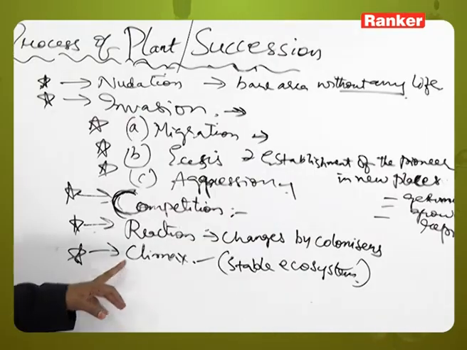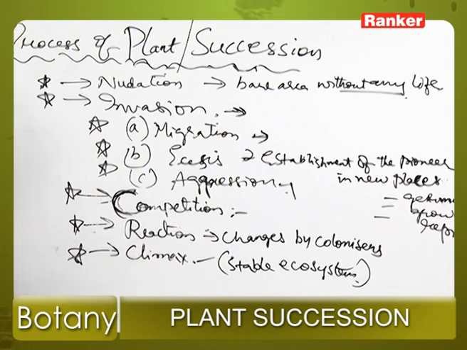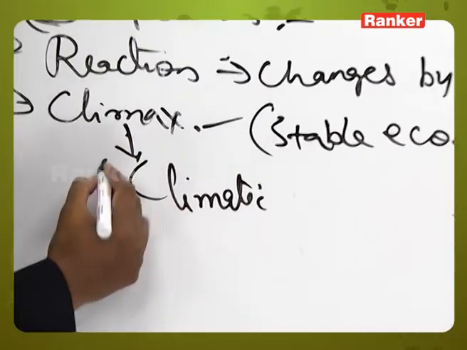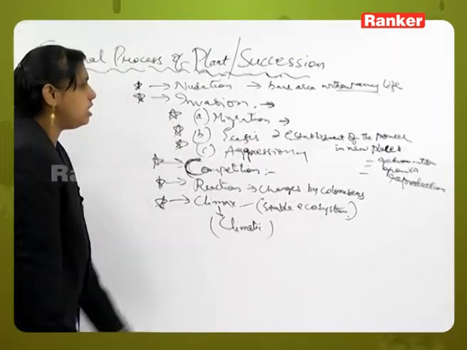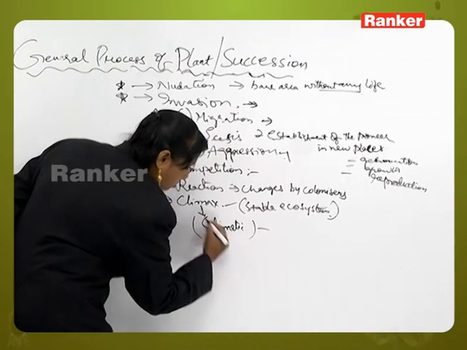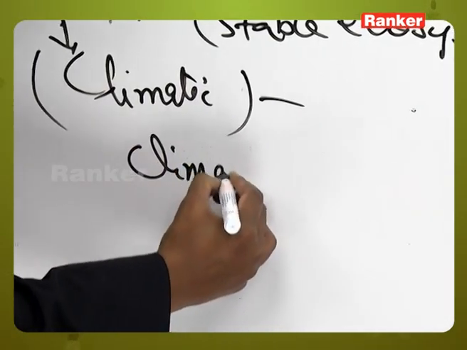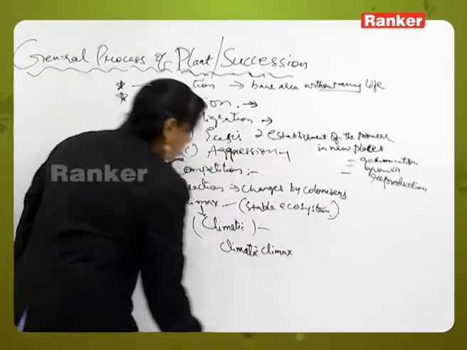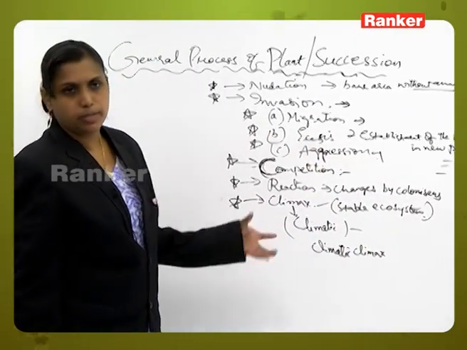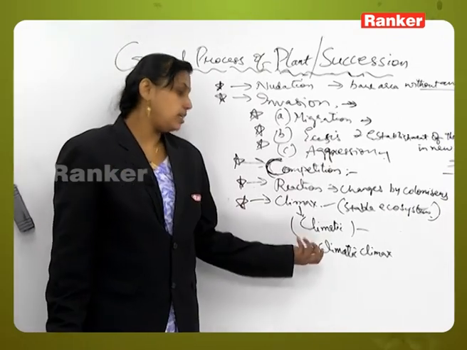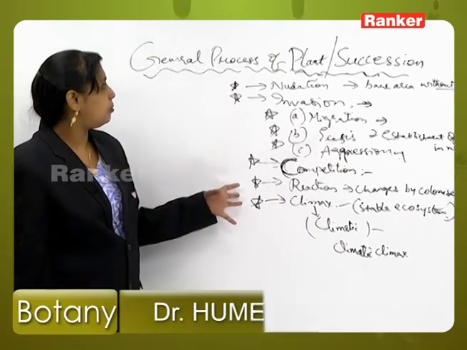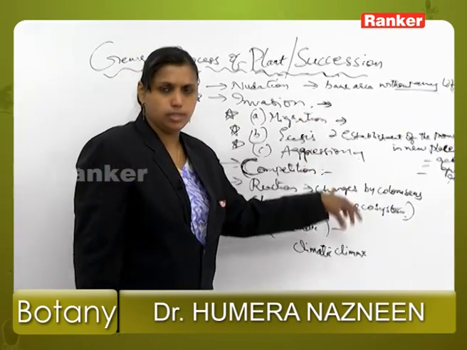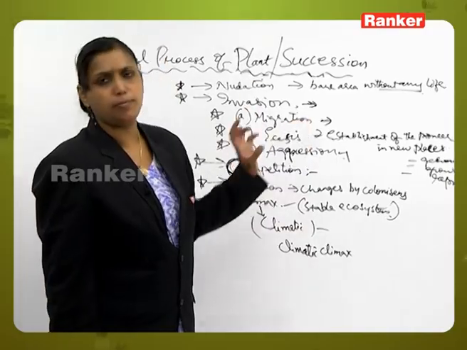Now this climax formation, or stable ecosystem formation, is totally controlled by the climatic factors. If it is controlled by climatic factors, then it is called climatic climax. The whole climax stage affected by the climatic factors is called the climatic climax. These are the different processes involved in plant succession, and all of these will be asked in your multiple choice questions. With this we end your plant succession chapter.